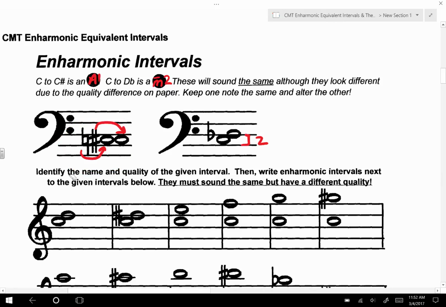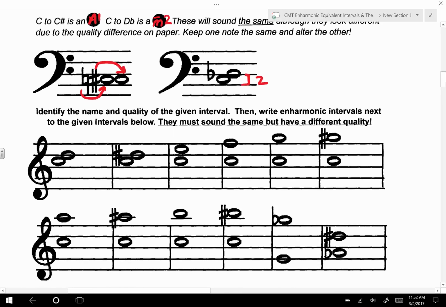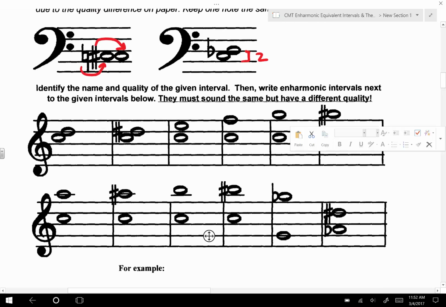Now, down here, what we need to do is identify the name and quality of the given interval. Then we'll write inharmonic intervals next to the given intervals below. They must sound the same but have a different quality. So take a moment to do this now, keeping in mind that we want to alter only one note. Keep one note the same and alter the other.